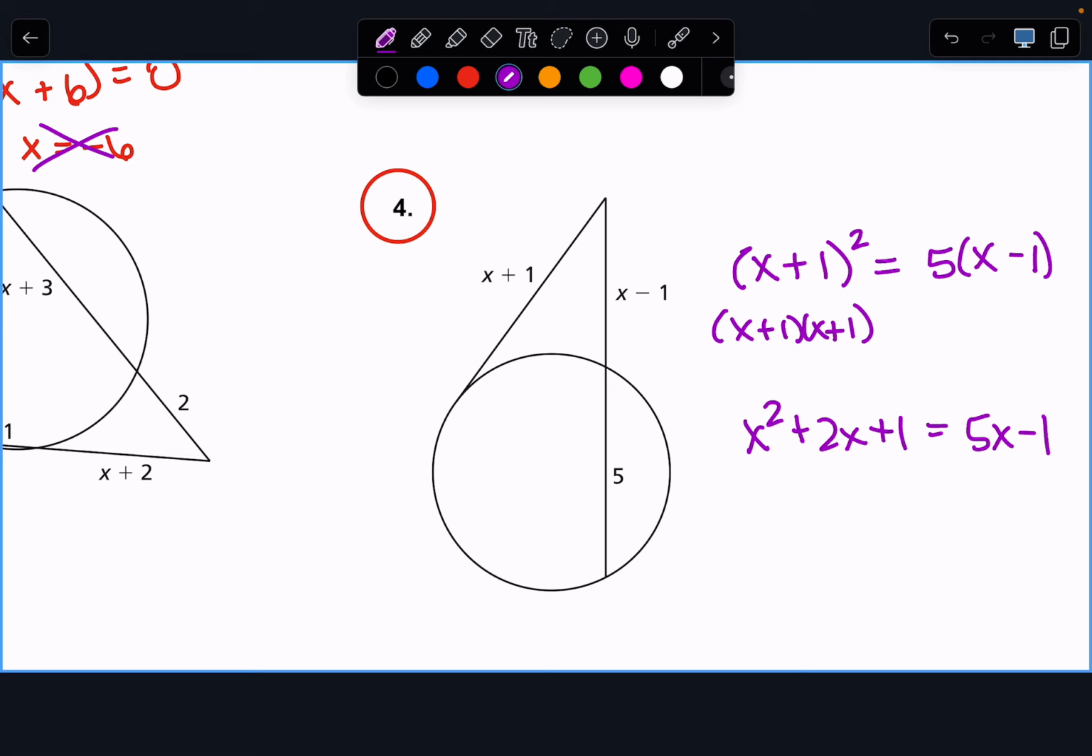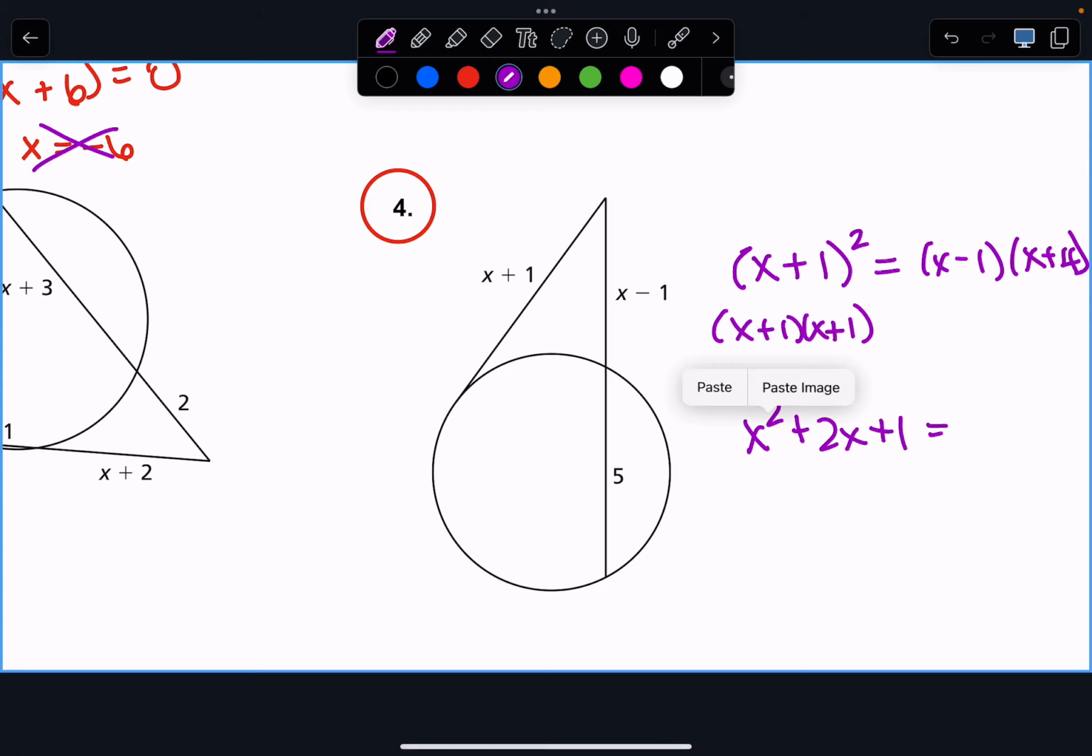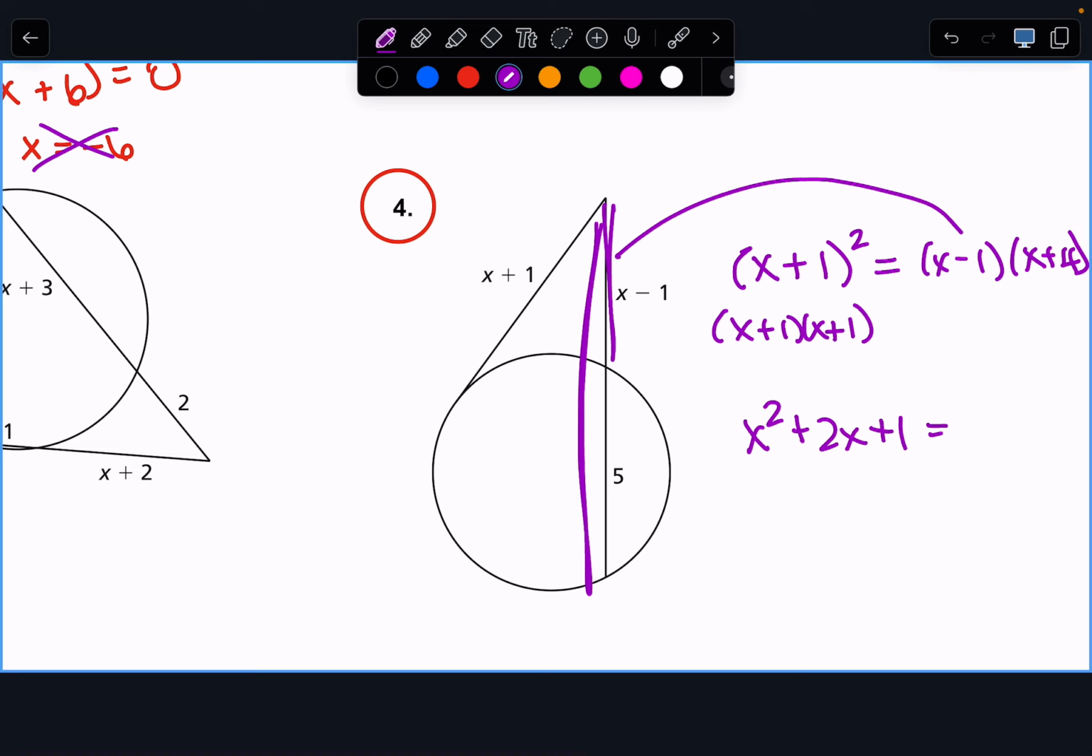Oh, I had that on. And I still disagree. What's that side? X minus 1 times what? 5 plus x minus 1. External times whole. No, you said x minus 1 plus 5. Wouldn't it be plus 4? That's what that is. Oh, that's plus 4.